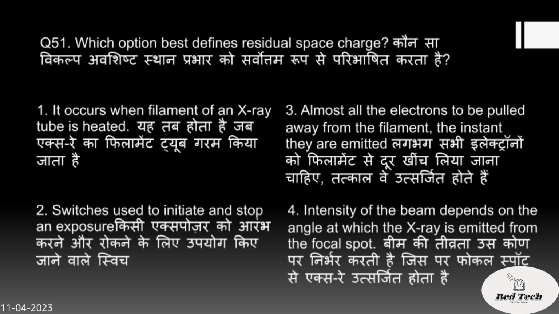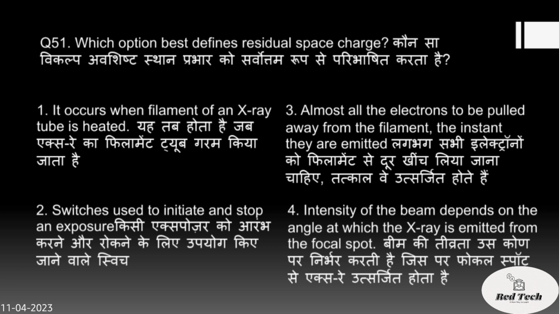Question number 51. Which option best defines residual space charge? Residual means vacant space charge. Option 1 is it occurs when the filament of an X-ray tube is heated. Option second is switches used to initiate and stop an exposure. Option third is almost all the electrons are pulled away from the filament the instant they are emitted. And option 4 is intensity of the beam depends on the angle at which the X-ray is emitted from the focal spot. So what is basically a residual space charge?